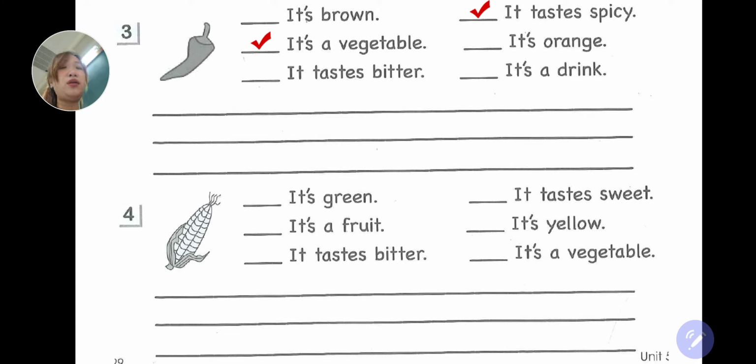Number four. It's green? No. It tastes sweet? 它尝起来是甜的吗？Yes. Number four 的下面。Is a fruit? No. Is yellow? Yes. It tastes bitter? No. It's a vegetable? Yes. So you have to write down three sentences. Okay? So let's move on to next part.